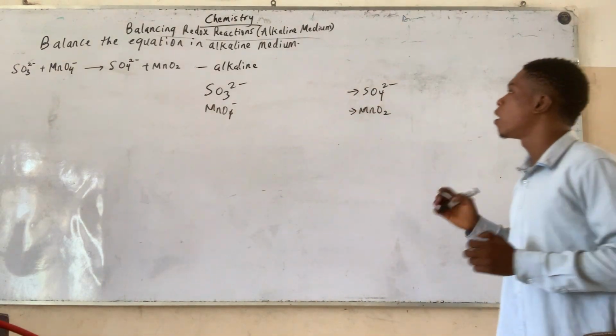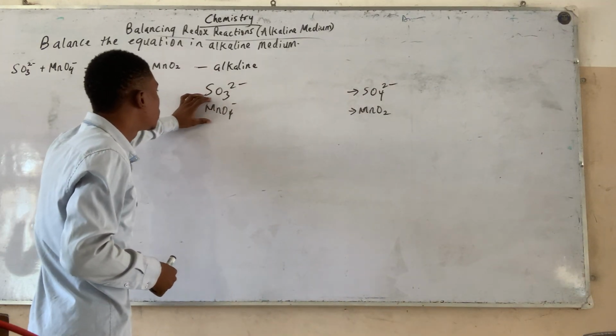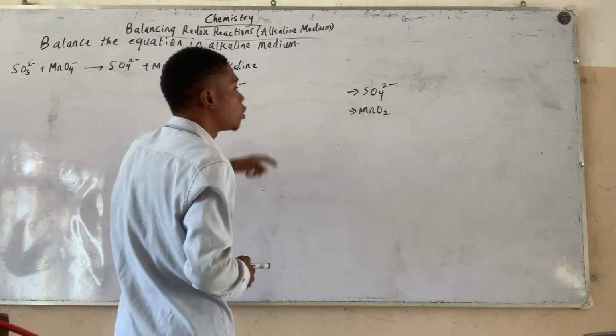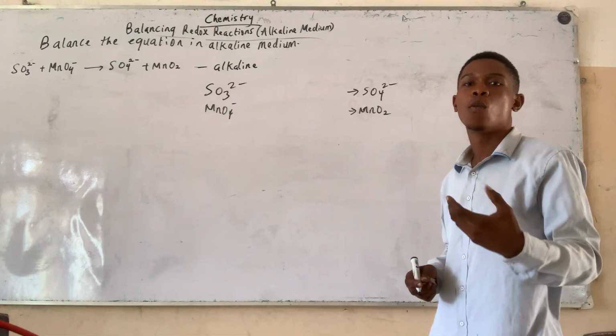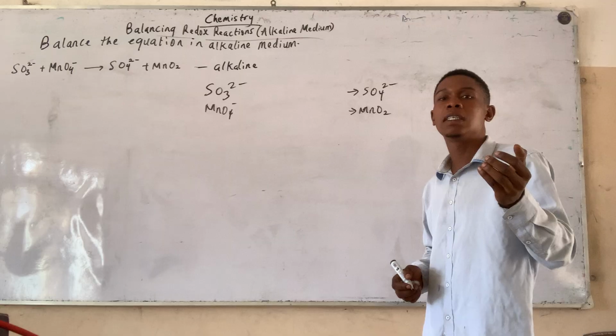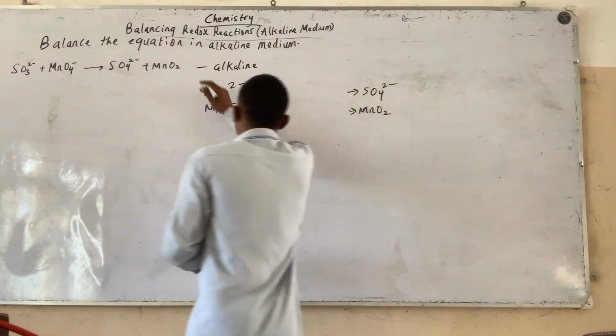Now, how do we know which one is oxidation, which one is reduction reaction? It is by calculating for our oxidation number. Remember, one of the definitions of oxidation is that when there is an increase in oxidation number, we have oxidation, and when there is a decrease in oxidation number, we have reduction. Now, let's calculate for this.